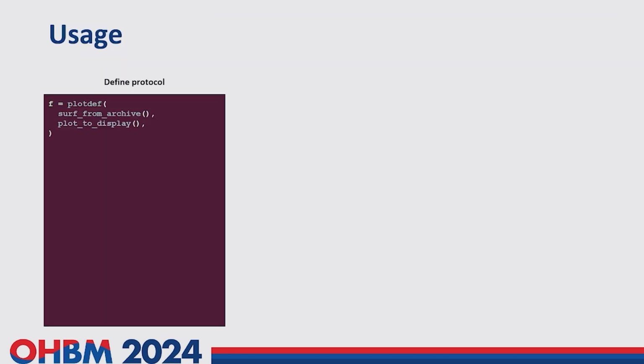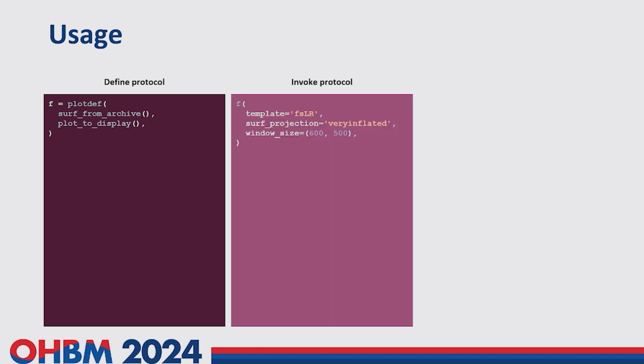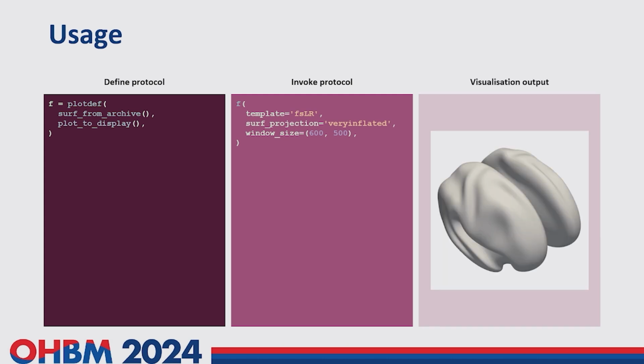So how does this work? As a user, the workflow of this visualization system has 3 steps. First, we use the plotDef function to define a new protocol from the bank of primitives implemented in the software. Next, we invoke our protocol by providing data and aesthetic properties. Finally, we receive some artifact, a visual representation of a dataset or scene.